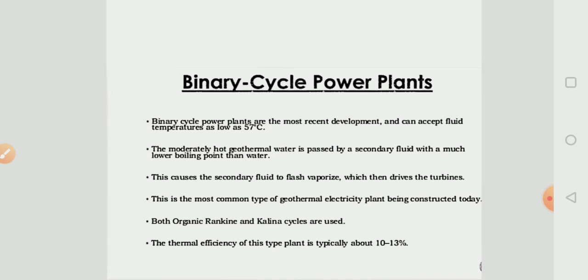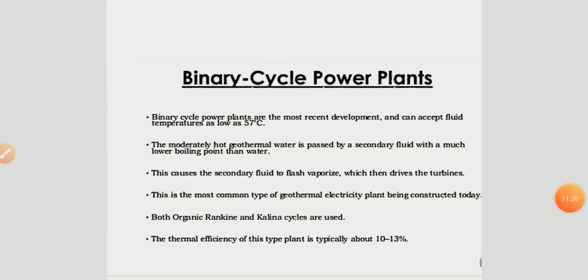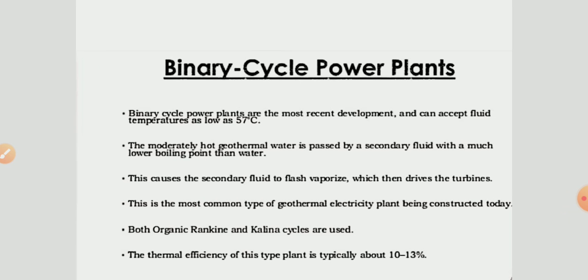Now the third is the binary cycle power plant. Binary cycle power plants are the most recent development and can accept fluid temperature at the lower edge, 57 degrees centigrade. The hot geothermal water is passed by a secondary fluid with a much lower boiling point than water. Here we use a secondary fluid like butane or pentane hydrocarbon.